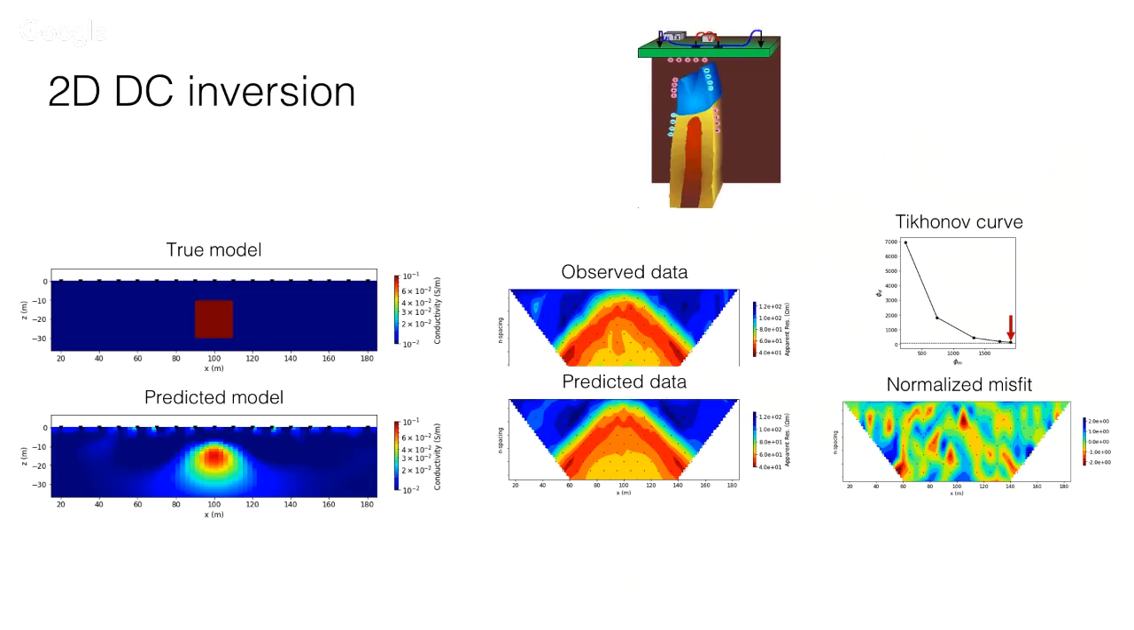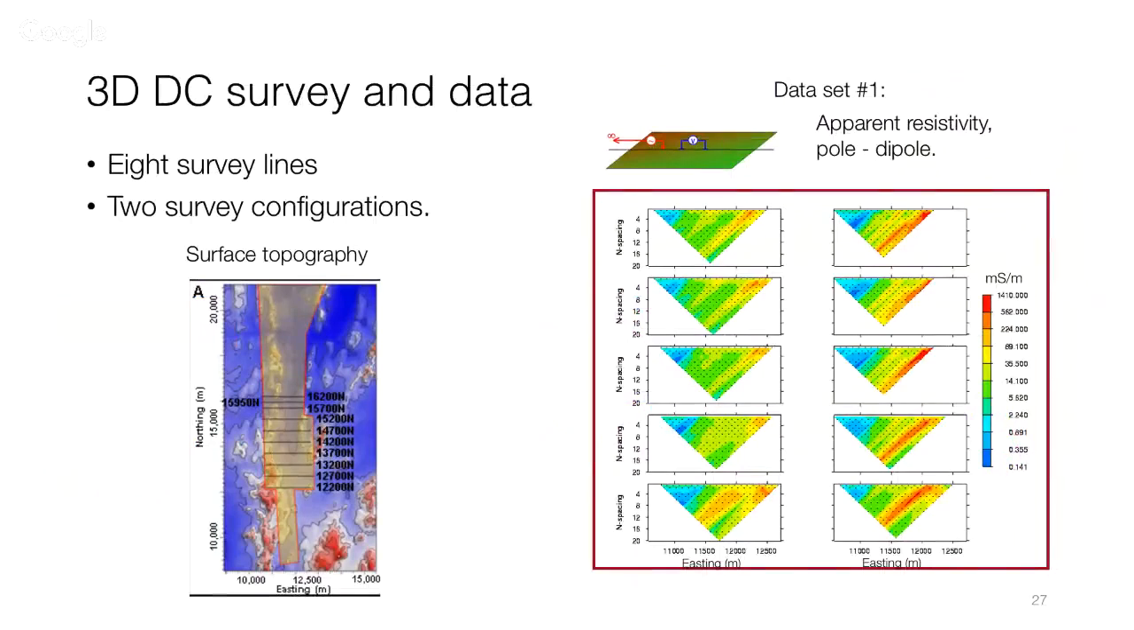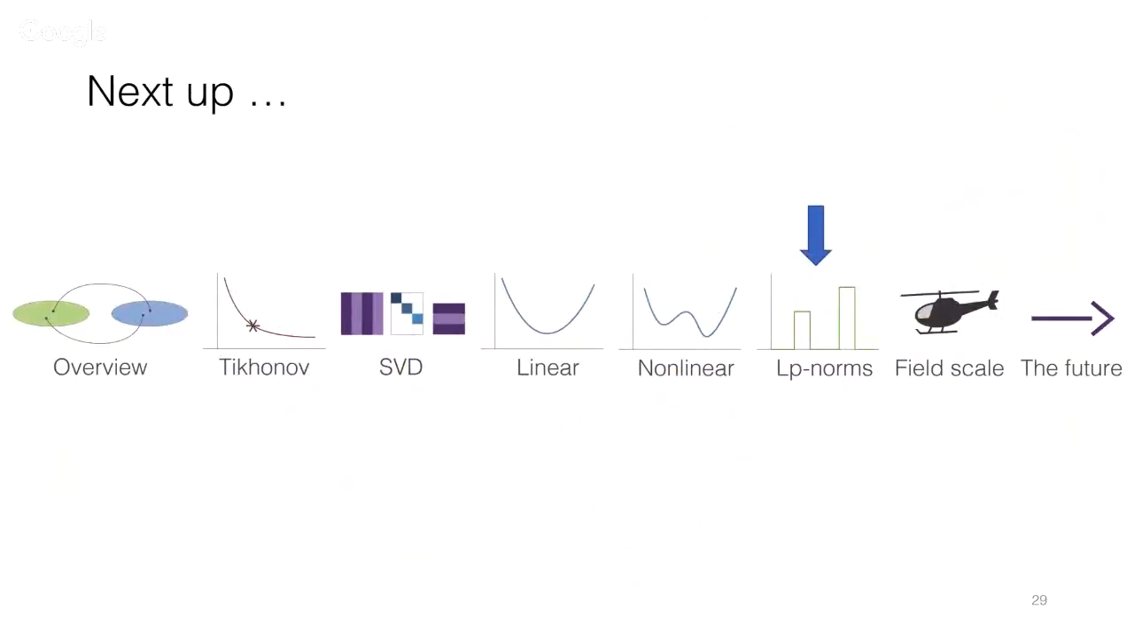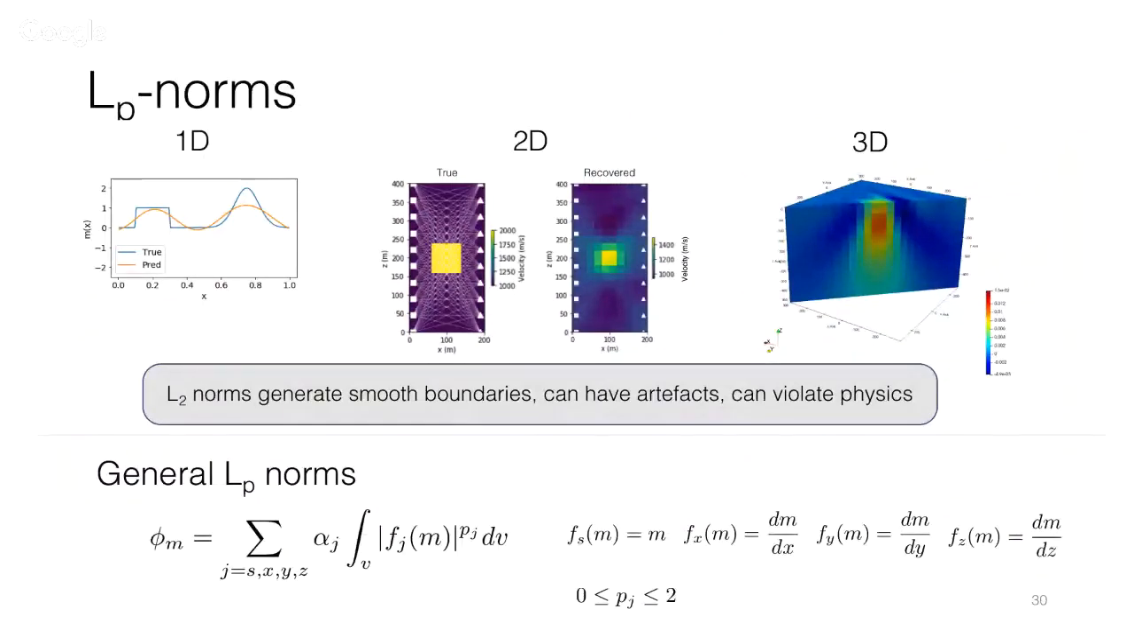For DC resistivity inversions, we showed something like this. Here's the true model observed, and here's our final predictive model. And then we had a field example where we went ahead and inverted field data and got a conductivity model that looks something like that. Then the LP norms, that's just what we did this afternoon.